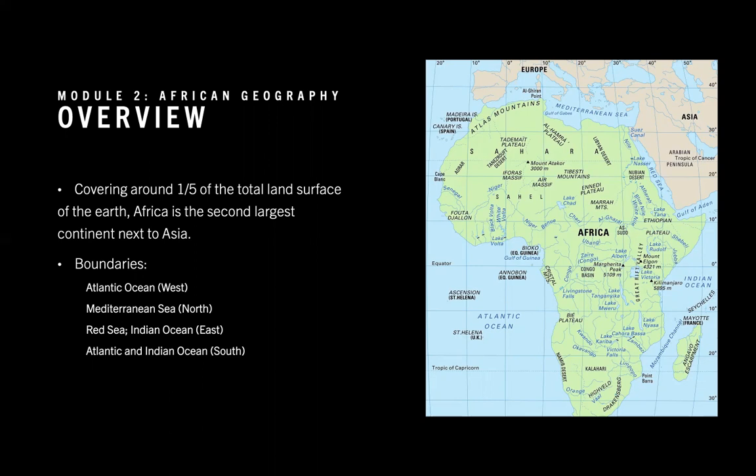And again, recap of a few information na nabanggit natin last time. Africa covers around 1/5 of the total land surface of our planet, and this is the second largest continent next to Asia. And as mentioned, meron tong mga known borders, na mostly ay bodies of water, which are the Atlantic Ocean, Mediterranean Sea to the north, Red Sea and Indian Ocean sa east, and you have the Atlantic and Indian Ocean sa southern part.